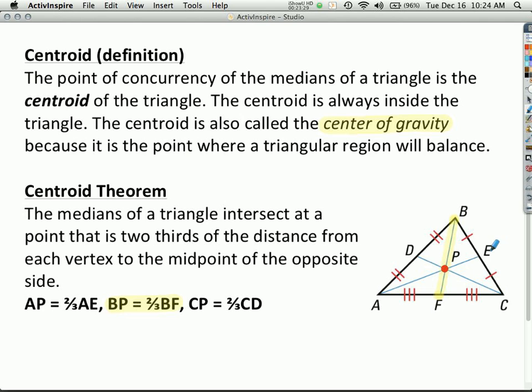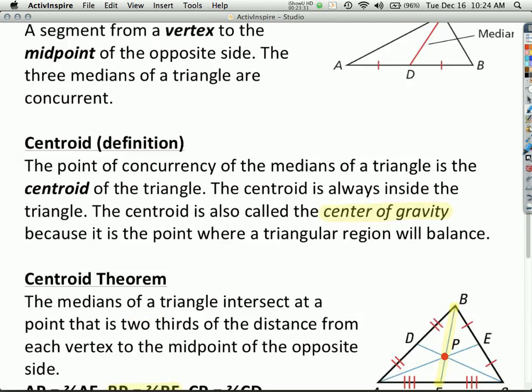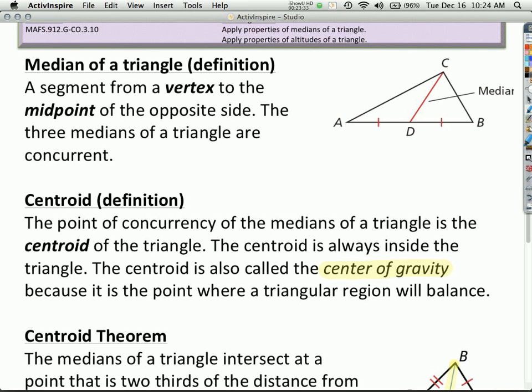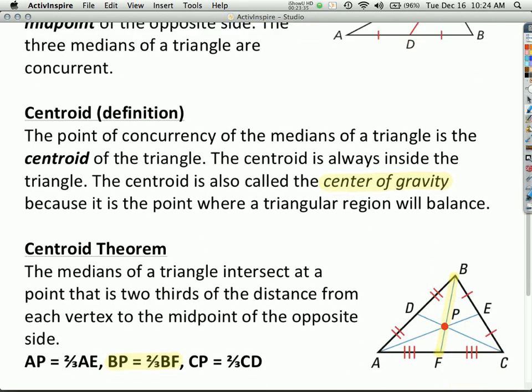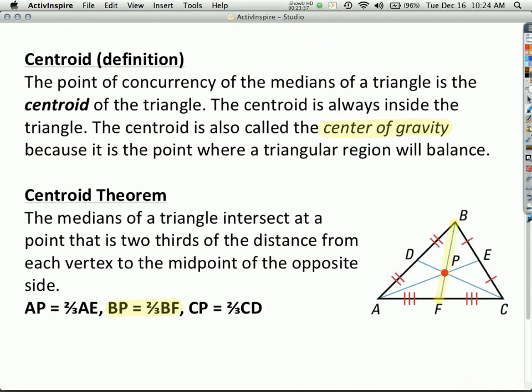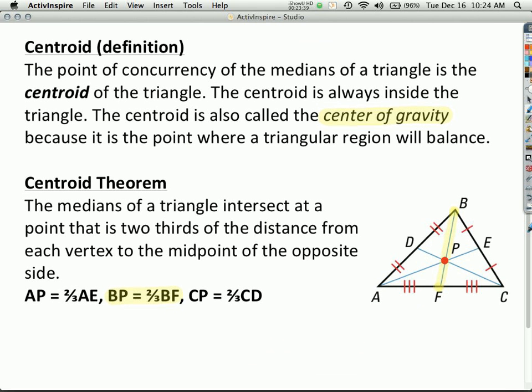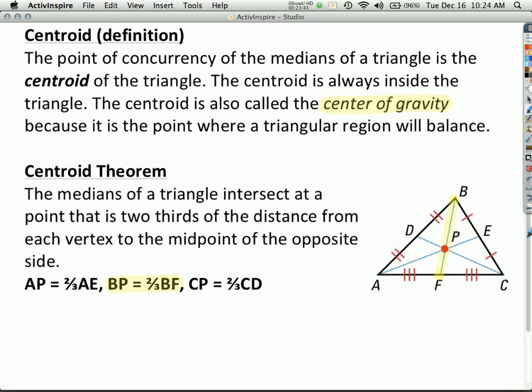So we've got a median, then we take three medians and they converge on a point called the centroid. And then we have the centroid theorem, which states that there's a relationship, 2/3 to 1/3, or 2/3 of the whole median. Any questions about medians and centroids?